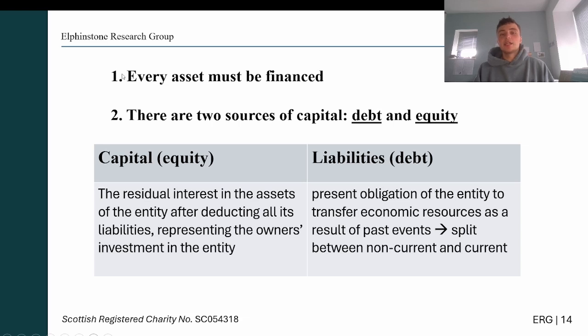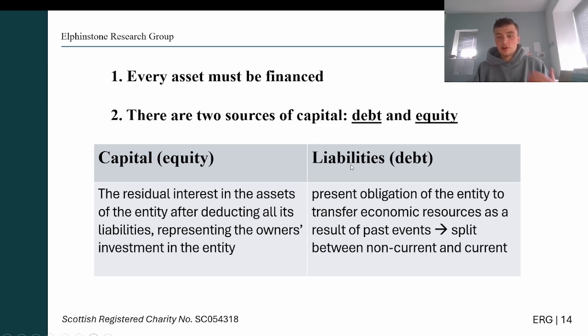Every asset must be financed. Everything on the left-hand side of the balance sheet must be financed by either debt or equity. And this is ultimately why they balance. Capital equity is the residual interest in the assets of the entity after deducting all the liabilities, representing the owner's investment in the entity. So that's why the assets minus liabilities is the equity. And so when you own a share of the company, you're owning a share of that equity.